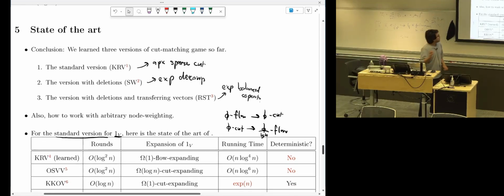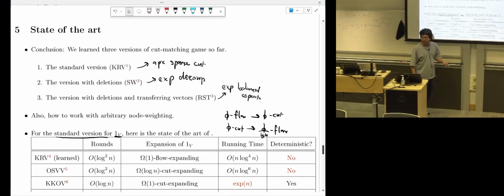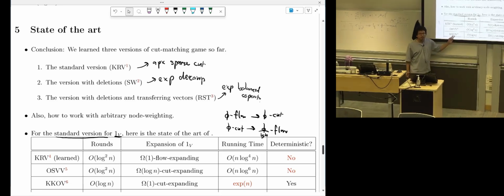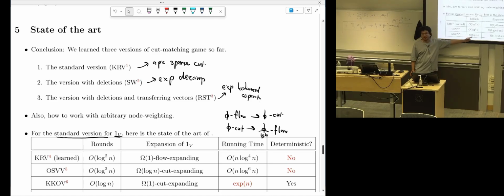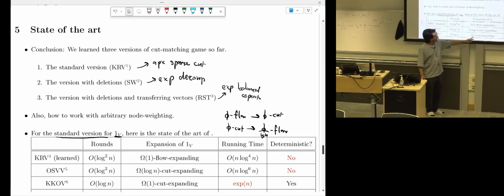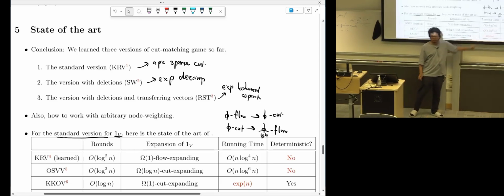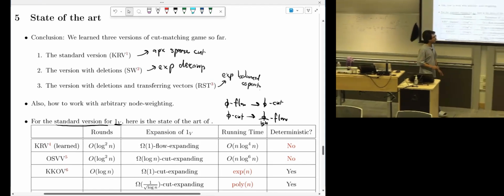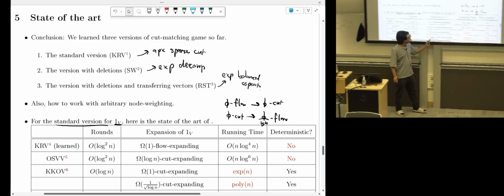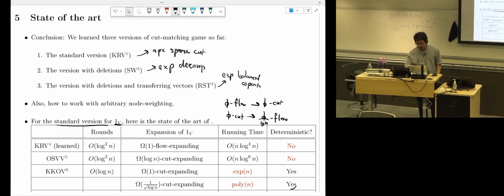Okay. So this is randomized, and there is a version that can get deterministic. It's by Keiko Ovi. I'm gonna guide you how to get this in the homework. And the number of rounds is just log n. You get O(1) cut expanding, weaker than both of these. But the running time is exponential. You can make it a bit faster, like polynomial, but still big polynomial. And it's even worse. It's now 1 over square root log. But this is deterministic, so it's quite nice.